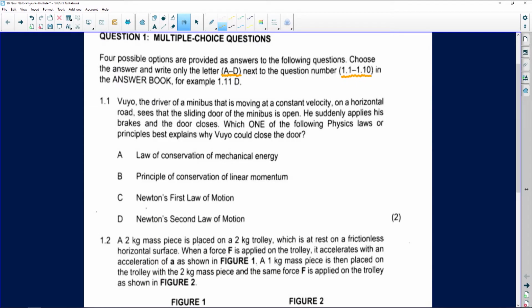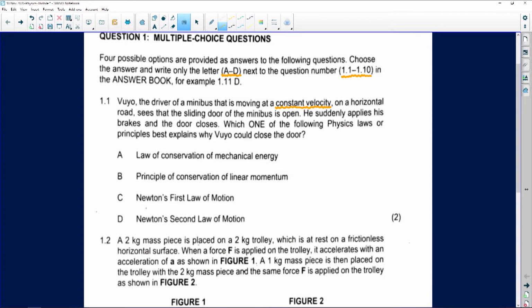We are told that Vuyo is the driver of a minibus that is moving at a constant velocity. Now remember, when we have constant velocity, there is no acceleration. So what I would do, as you can see as I'm reading, is underline some of the terminologies, and I tell myself, what do I know about this terminology? Because somewhere, somehow, it is actually going to influence my final answer. So already, if it's moving at a constant velocity, we know if velocity is constant, then acceleration is 0.